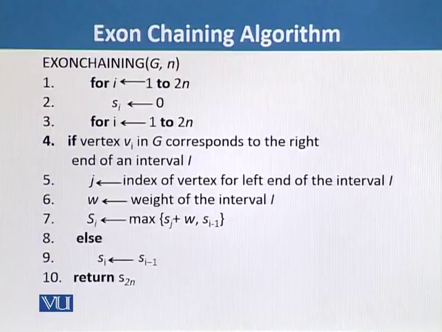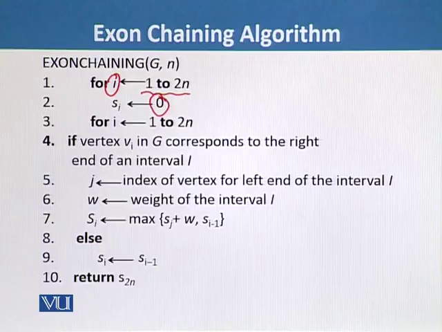So here we can see the exon chaining algorithm. It starts with assigning the value 1 to 2n to i, and we will assign the value of 0 to Si, and again we will use the for loop and assign the values 1 to 2n to i. And we know the value of 2n we have already studied previously, that we have two n values. One corresponds to the right end and the other corresponds to the left end.